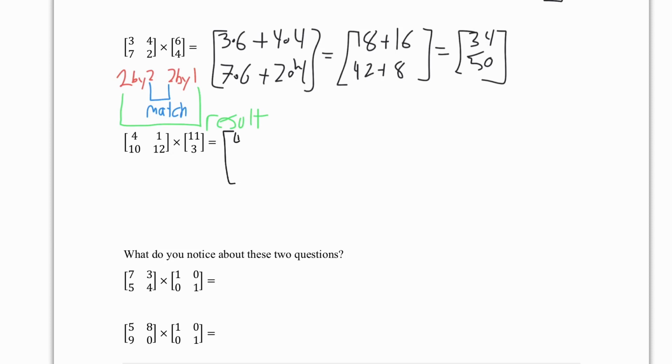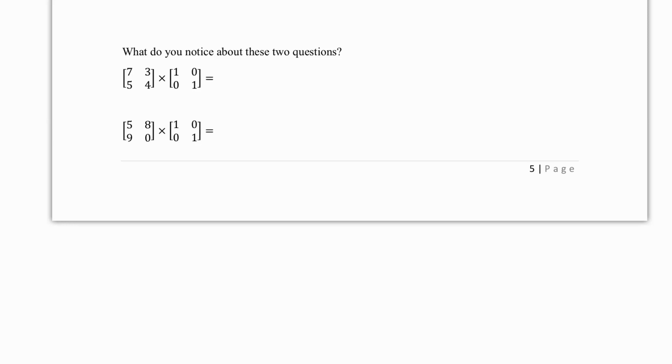All right, you should get 44 plus 3, and then 110 plus 36, so 47, 146. All right, now try these two questions and see what you notice about this matrix multiplication.